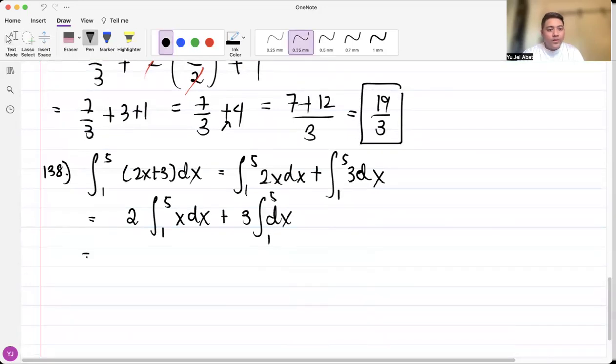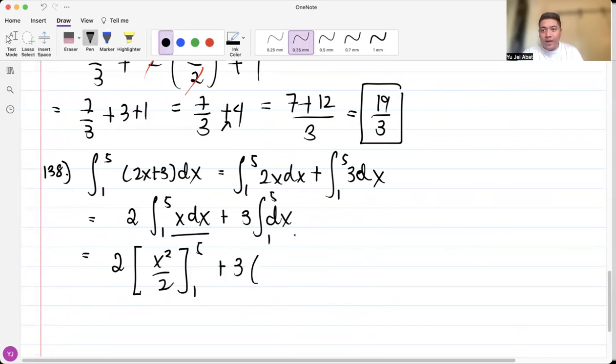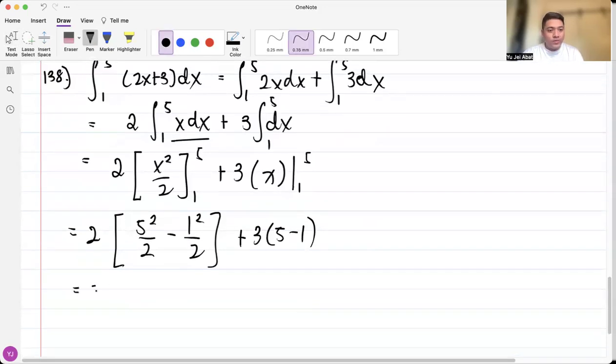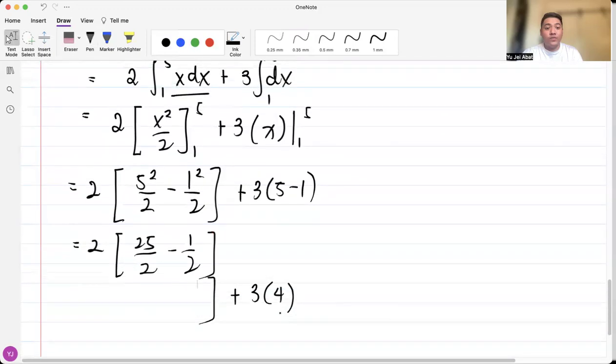Okay? So this one is power rule again. So you have x squared all over 2 evaluated from 1 to 5. Plus we have 3 times the integral of dx, which is x, evaluated from 1 to 5. So evaluate the given integral. We have 5 squared all over 2 minus 1 squared all over 2 plus 3 times 5 minus 1. So this would be 25 all over 2 minus 1 half. And then we have 3 times 4, since 5 minus 1 is 4.